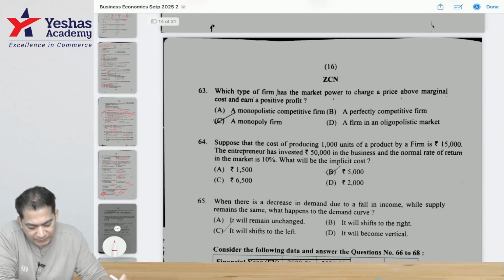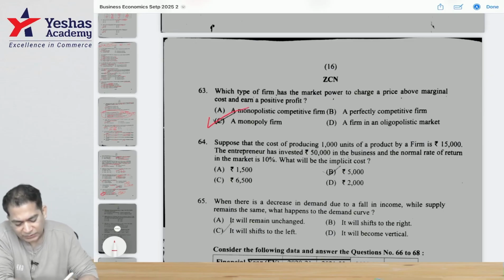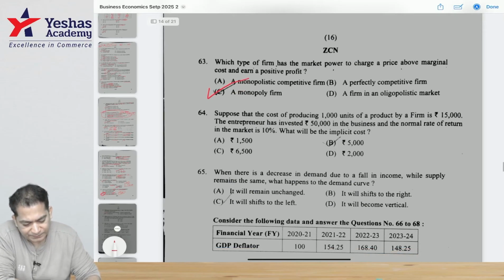Which type of firm has the market power to charge a price above the cost and earn a positive profit? Of course, it is a monopoly firm.